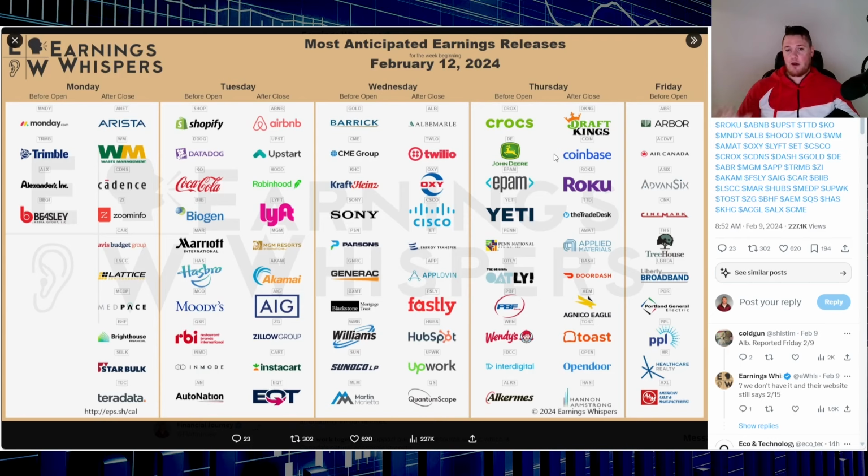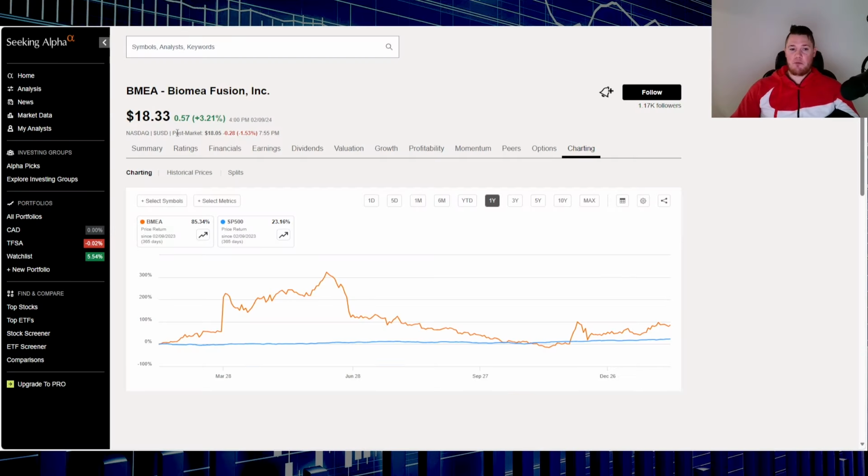So I'm going to go over the top 5 plus 1 bonus stock. I'm going to be going based on the actual short interest percentage, not the short score. So just kind of be aware of that. Stock number 5 is BMEA Fusion.